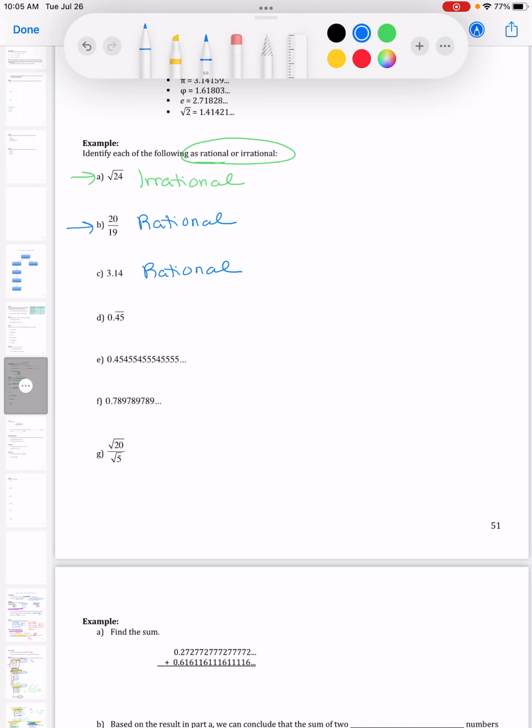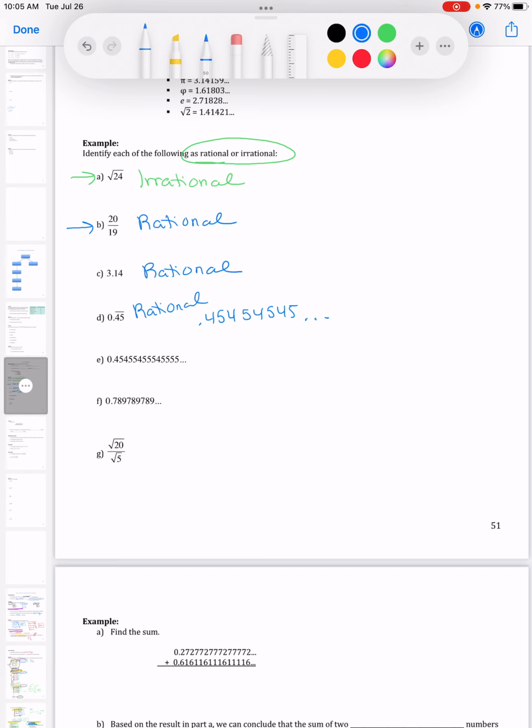D here is also rational because it has that repeating pattern. This is 0.45454545. So it's just 45 over and over and over again. So that makes it rational.